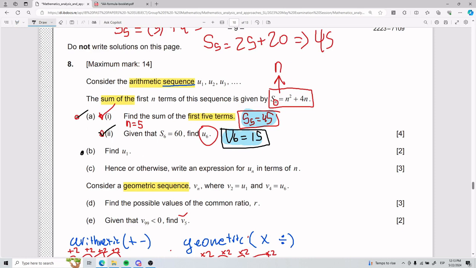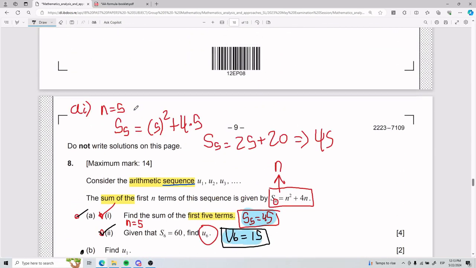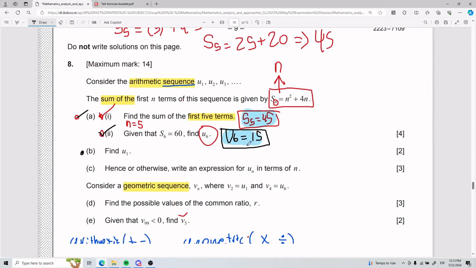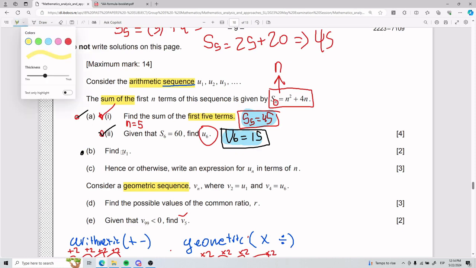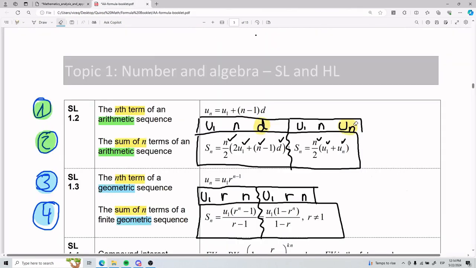Now for part B, we need to find U1. For U1, there's a couple different approaches that we can use. There's actually a lot of different methods, one really quick way and one more hardcore mathy way. I'm going to start with the hardcore mathy way because it has a lot to do with procedure and formulas. When you need to find u1, immediately ask yourself which formulas have u1. So you go to your formula booklet.